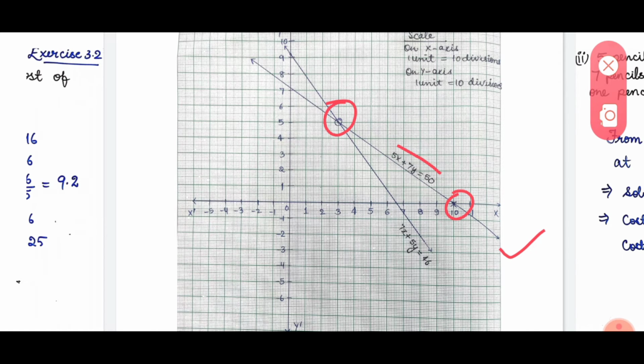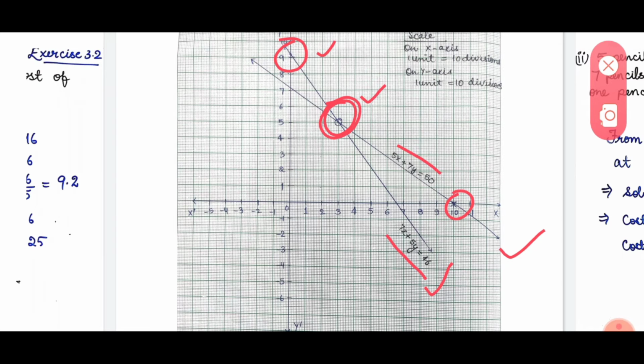The second line representing the equation 7x plus 5y equals to 46 passes through the same point 3, 5 and another point, which is what? 9.2, right? 0, 9.2, which is here. Now after joining these 2 points, you will get a straight line as shown in the graph.